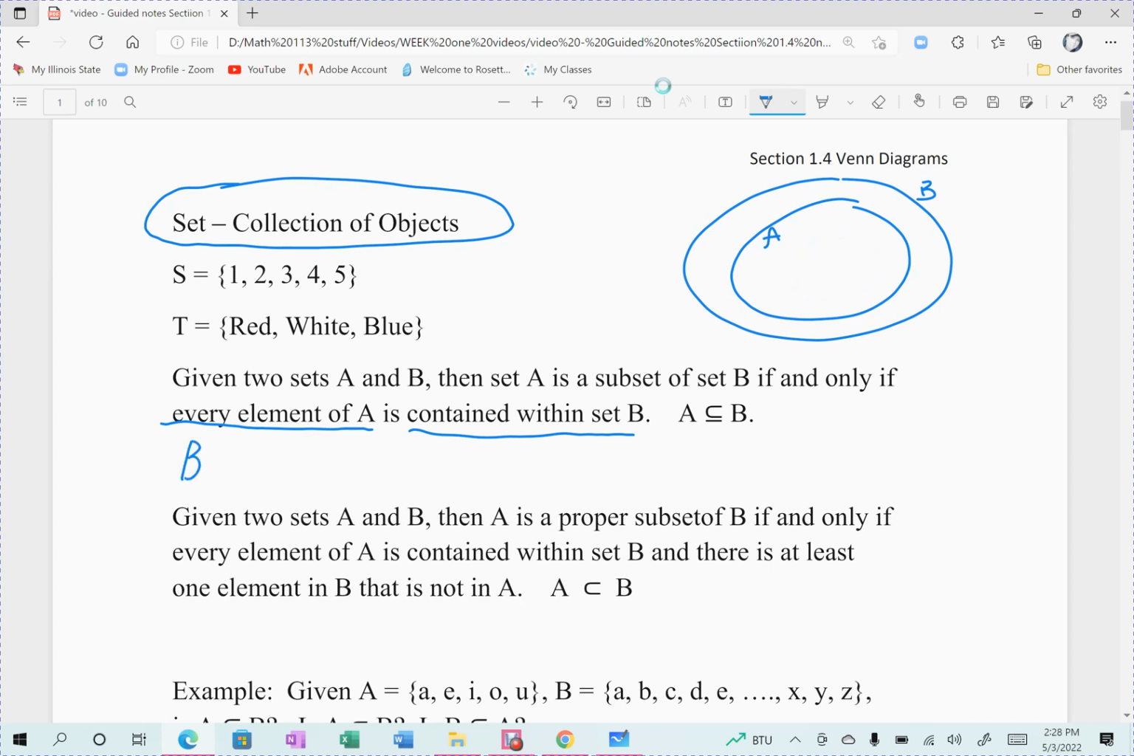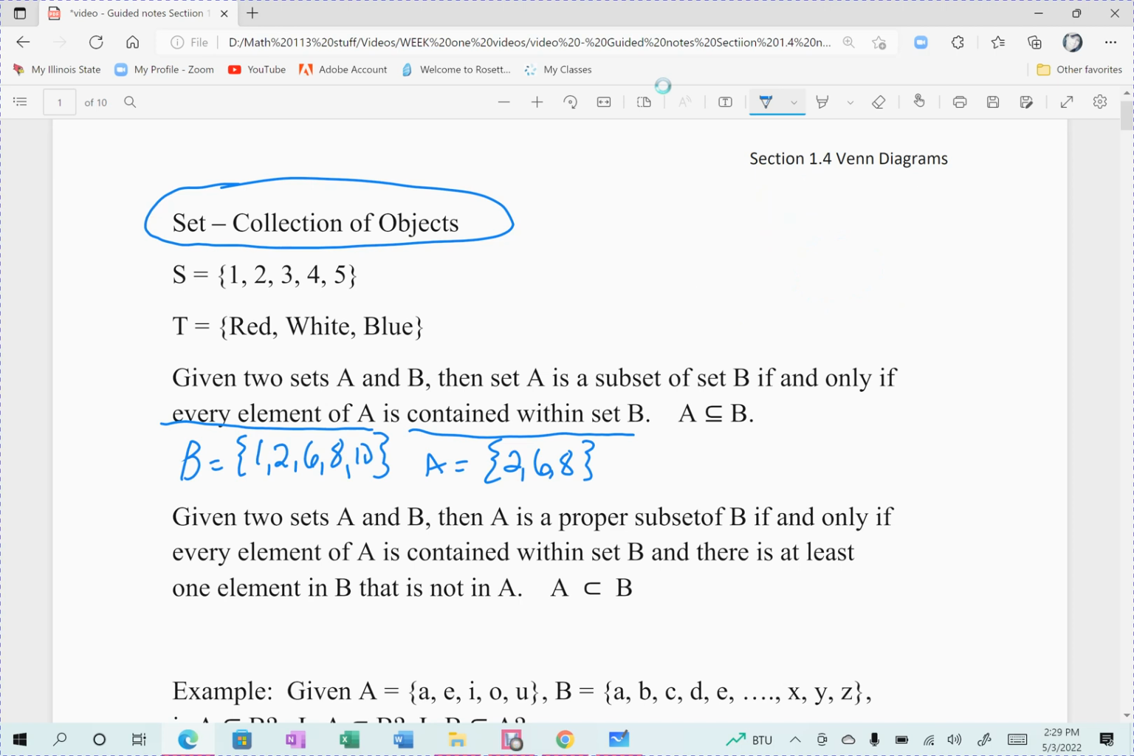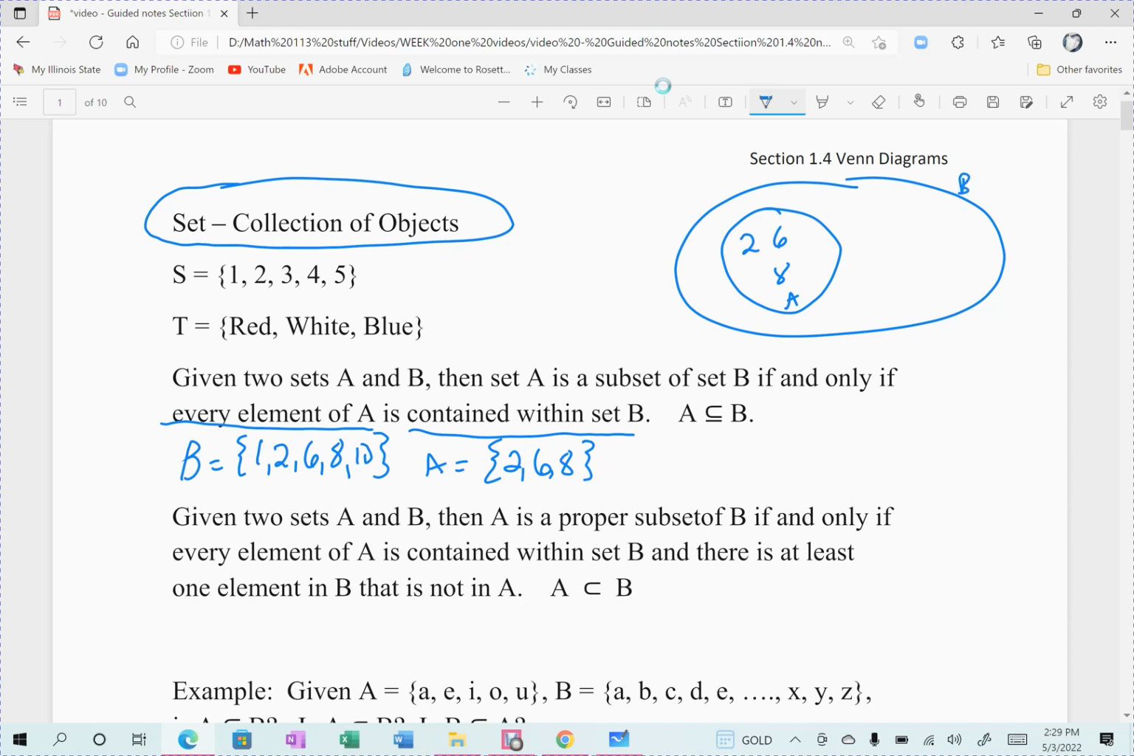So if set B is the numbers 1, 2, 6, 8, and 10, and set A is the numbers 2, 6, 8, A is a subset of B. If you were to draw the Venn diagram, circle A would have the numbers 2, 6, 8, and that would be in set B, because set B has 2, 6, 8, but set B also has more. It has the numbers 1 and 10 as well. And so A is a subset of B.